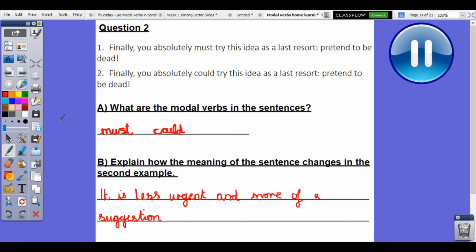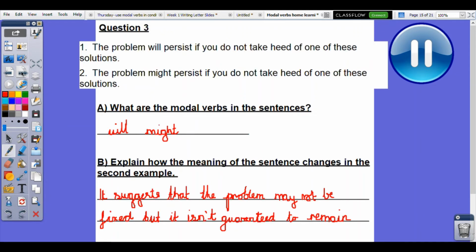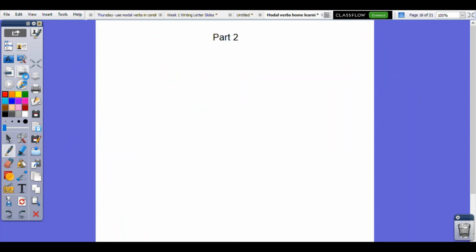Question 2, must and could are the modal verbs. And in B, it's less urgent and more of a suggestion. And in question 3, will and might. And for part B, it suggests that the problem may not be fixed, but it isn't guaranteed to remain. So it's not too certain. Okay, so part 2 of our lesson now.